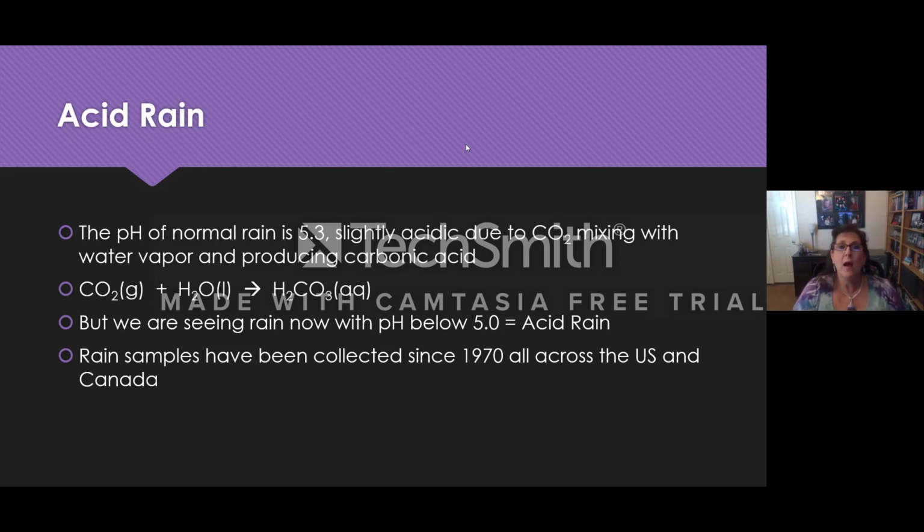So normal rain is around 5.3, but because of the excess CO2 and other gases that we're putting in the air, we're now seeing pHs below 5, like 4.7, 4.8. That's called acidic rain. Rain samples have been collected since 1970 all across the United States and Canada. So you need to remember normal rain is 5.3, less than that is acid rain.